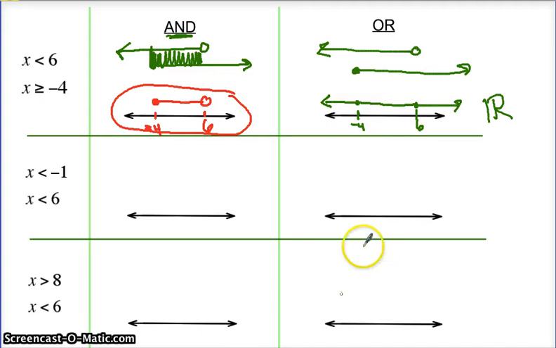Try that with the bottom 4 lines. Pause the video now. I'll put up the answers and you can see how you do.